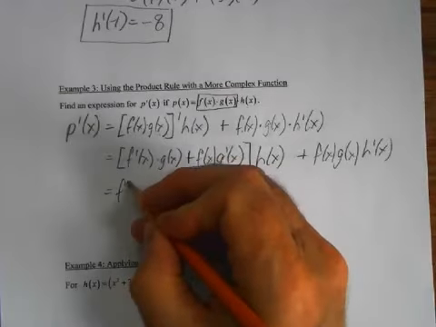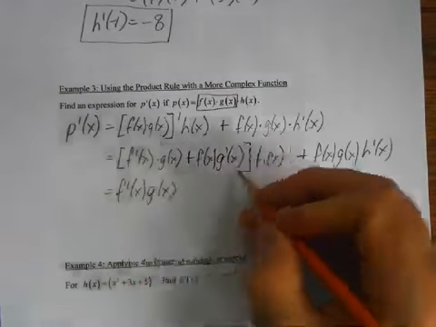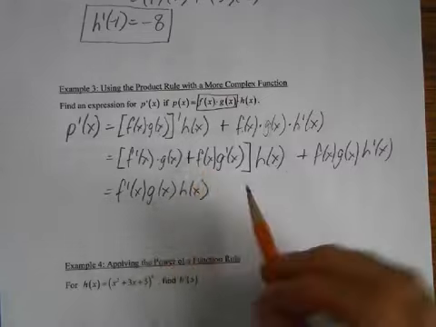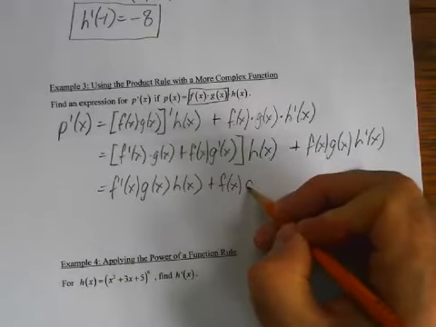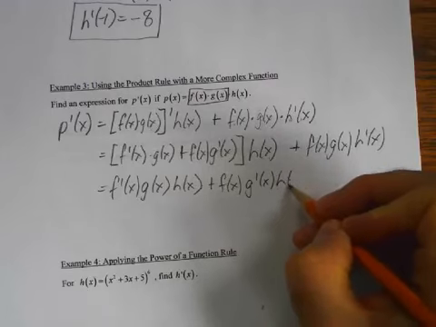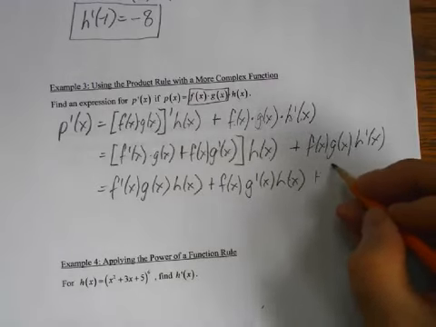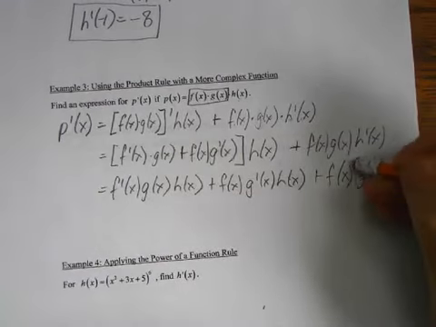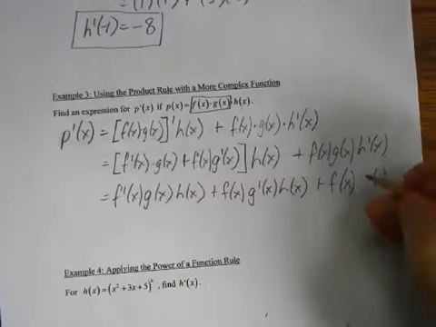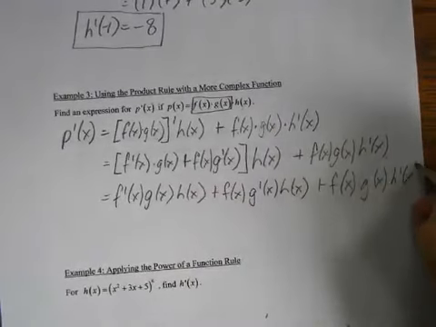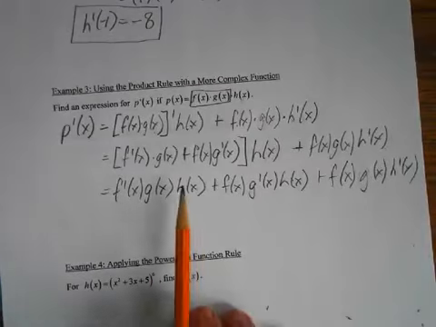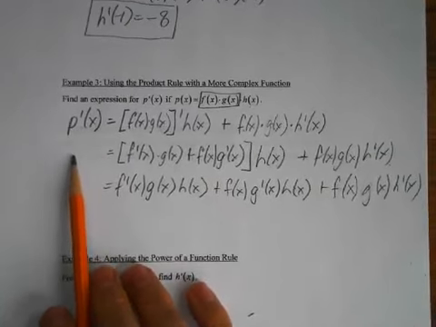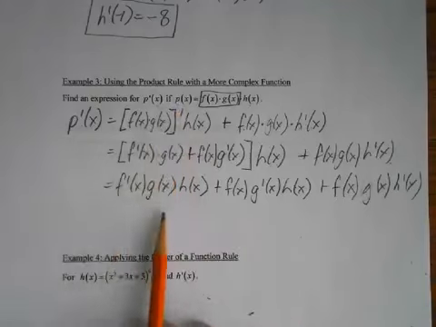So I've got f prime of x, g of x times h of x. So that's the first one. And then plus f of x, g prime of x, h of x, plus this thing here, f of x, g of x, h prime of x. So this sort of makes sense. I've got three products for the derivative of this three product function.